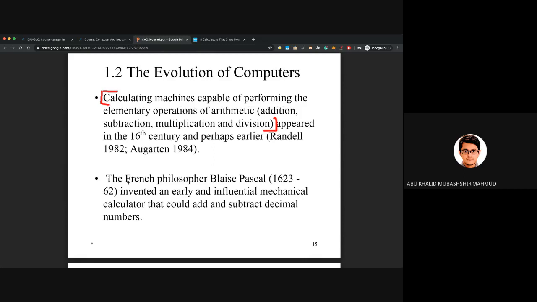Now we know that when a machine or a process is being researched in a country, it is not only confined to that country alone, and now the evolution is just beginning. The French philosopher Blaise Pascal of the 16th century invented an early and influential mechanical calculator that could add and subtract decimal numbers.